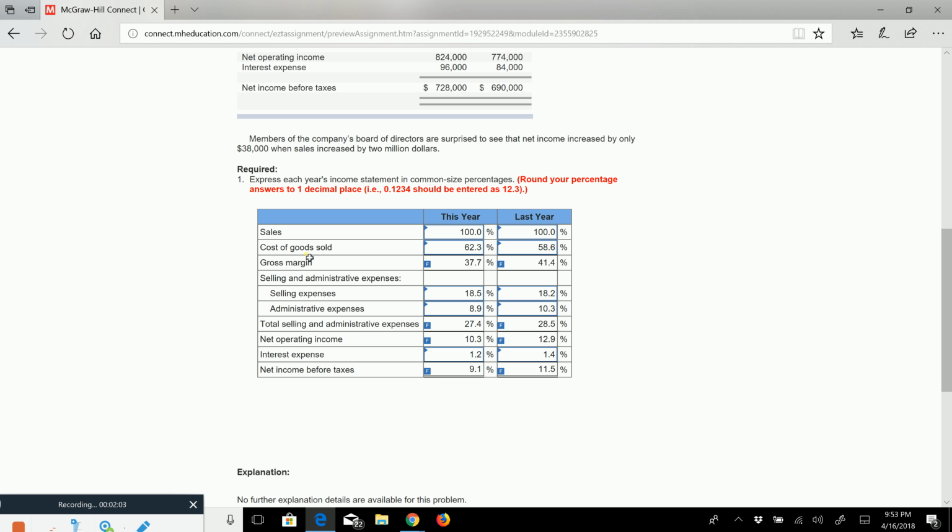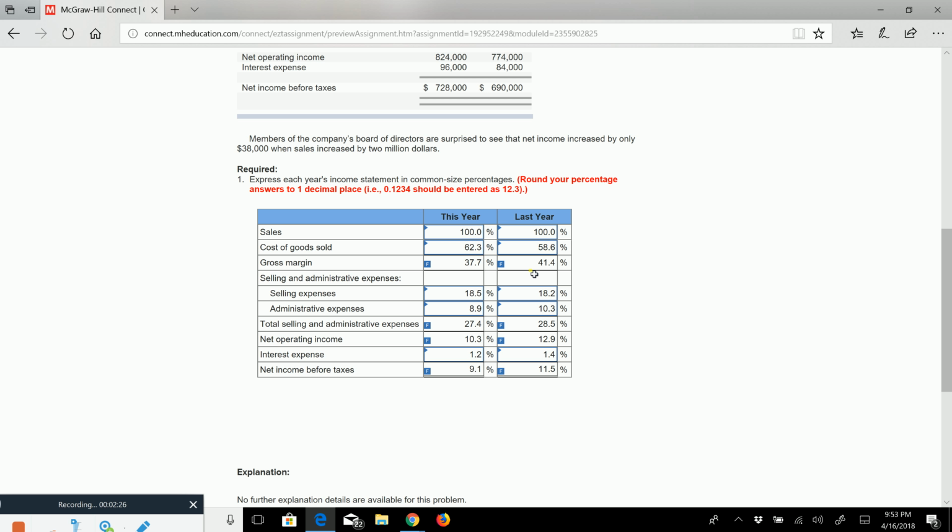So as an example, cost of goods sold is 62% of the sales. Last year, 58%. Is this negative trend or positive? This is negative. The cost of goods sold is getting higher. Our costs are getting higher as a percentage of sales this year. Now we're starting to explain why net income didn't go up as much as anticipated.